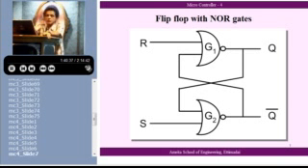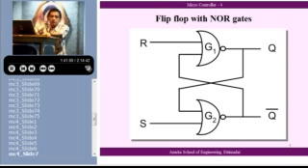Now, with that as a preliminary, I have shown the most elementary form of unit which can store data. A unit which can store data. Once again, I have used only the basic universal gates that we are familiar with. I have taken two NOR gates.